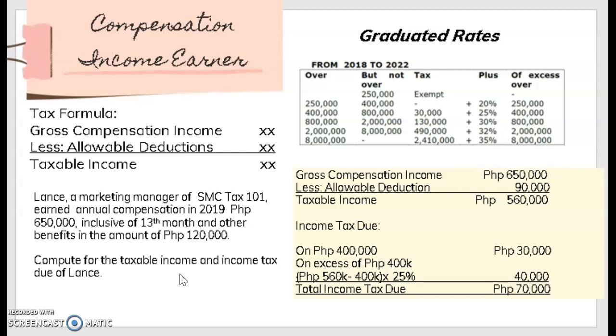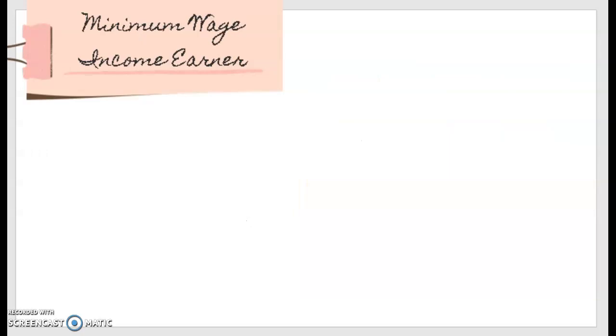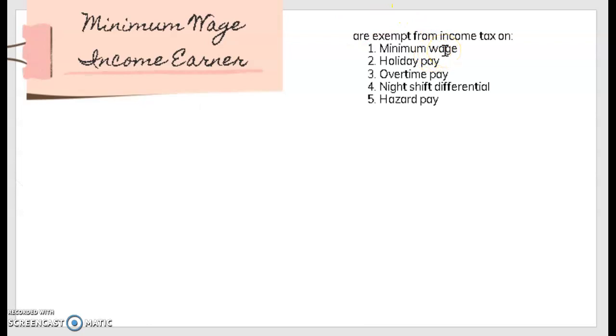Now, what if he is a minimum wage earner who is paid with the statutory minimum wage rates, or an employee in the public sector with compensation income of not more than the statutory minimum wage rates in the non-agricultural sector where he is assigned? So, class, as provided by law, he shall be exempted from the payment of income tax. Likewise, the exemption covers the holiday pay, the overtime pay, the night shift differential pay, and the hazard pay.